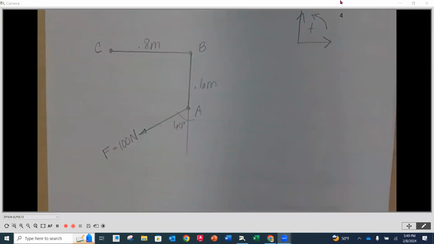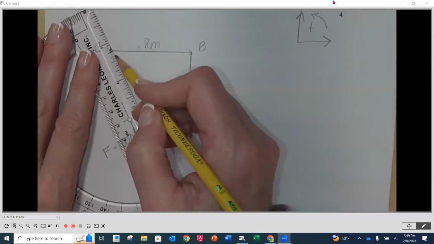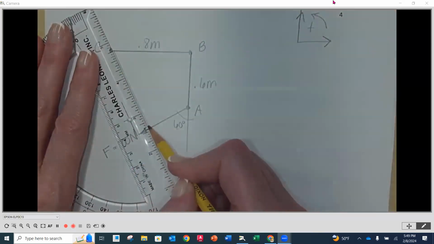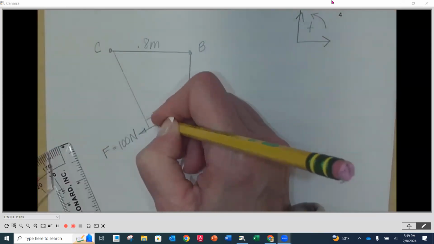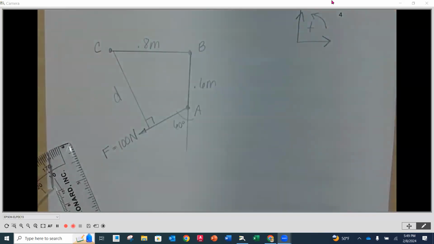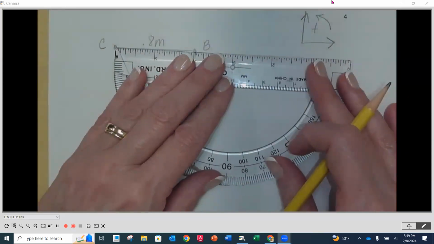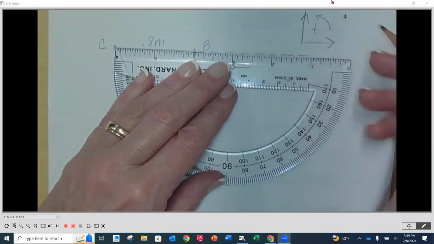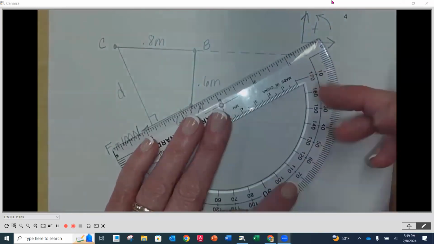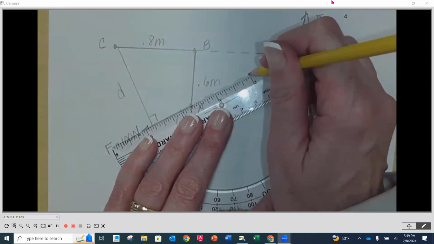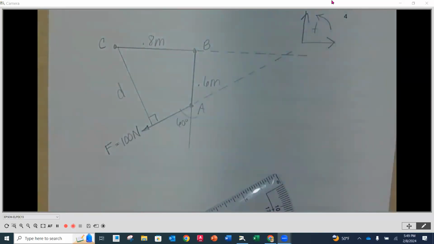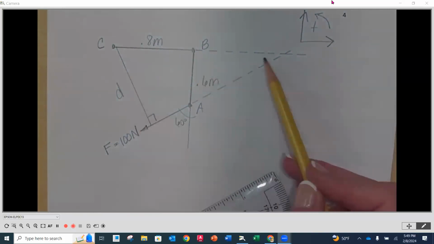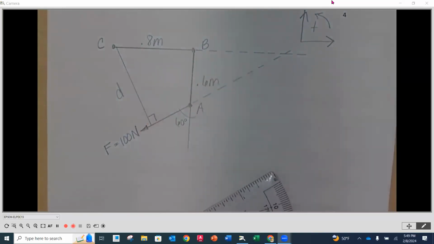All right, so we want to obtain that perpendicular distance, right here. I'm going to draw this perpendicular distance, and we want to know what D is. To do that, I'm going to use dotted and dashed lines: extend this line horizontally, and extend this one along its line of action. Do you see how we have a right triangle right here? See the right triangle?